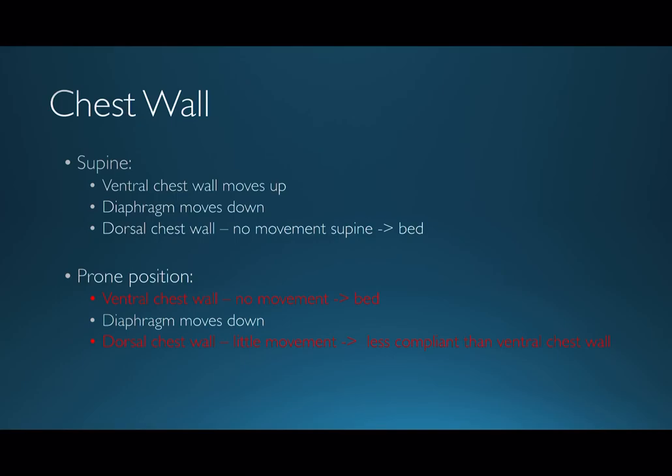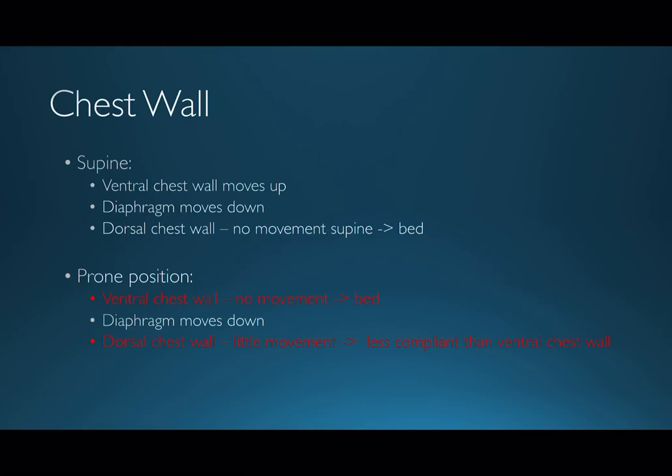And certainly in terms of the abdomen, it's really important not to be lying on that because you will just push those abdominal contents inwards and therefore push the diaphragm upwards. So the ventral chest movement is much reduced. The diaphragm will still move down. And the dorsal chest wall is theoretically the thing that can then expand up. But because of the way the ribs are fixed to the spine, there is very little movement.